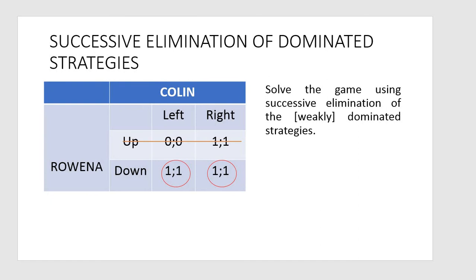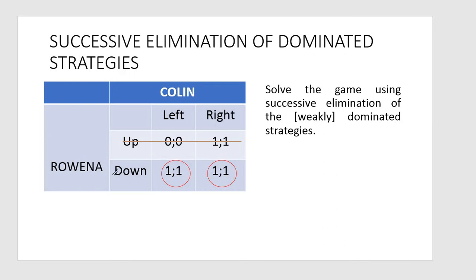Okay, when you apply the method of successive elimination of dominated strategies, and now I think I said successful when I analyzed it before, okay, doesn't really matter. So under successive elimination of dominated strategies, please be aware that in case of weakly dominated strategies, you have a chance to lose some Nash equilibrium.